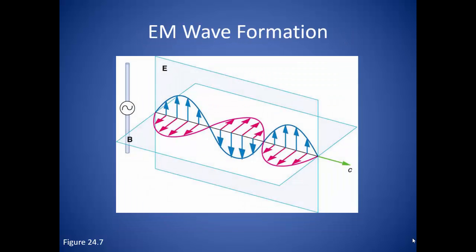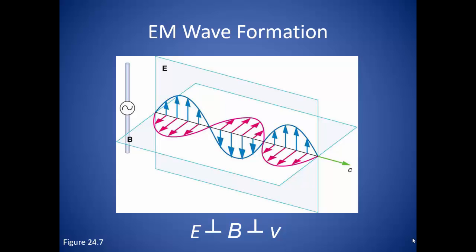We can represent an electromagnetic wave by drawing its electric and magnetic fields. In this diagram, the blue represents the electric field, and it is moving along the y-axis. The red represents the magnetic field moving along the z-axis. The entire wave is moving along the x-axis. So the electric field is moving in a plane perpendicular to the magnetic field.